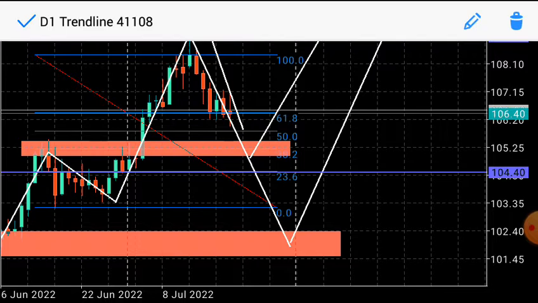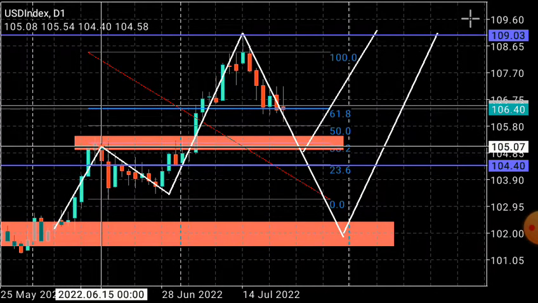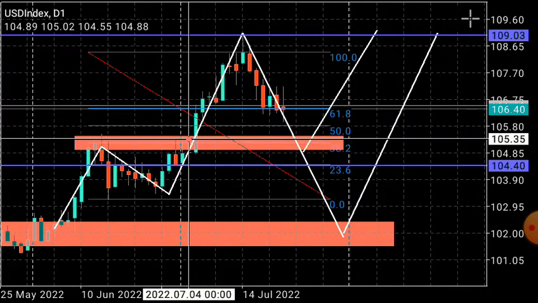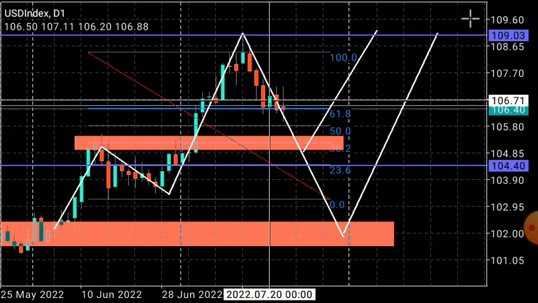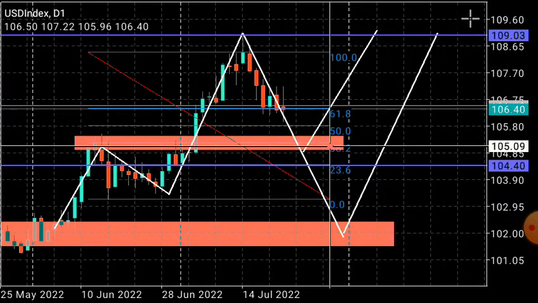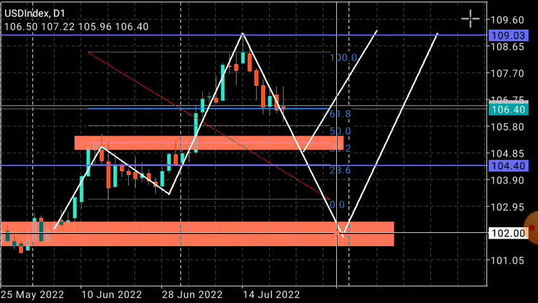So with the dollar index, we got an impulse, retest, continuation, breakout of the supply zone. Now we are looking for potential pullbacks from this low, 38.2. If it fails to buy from here, we're going to buy from the 102.0 dollar region.